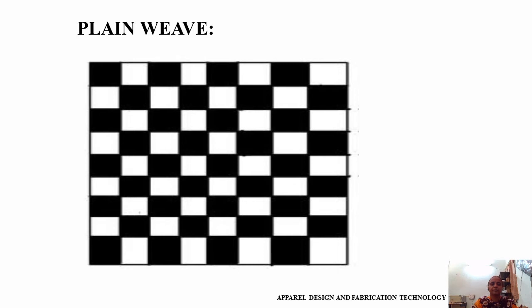See, the alternate yarns 1, 3, 5 and 2, 4, 6 are controlled by the two harnesses.